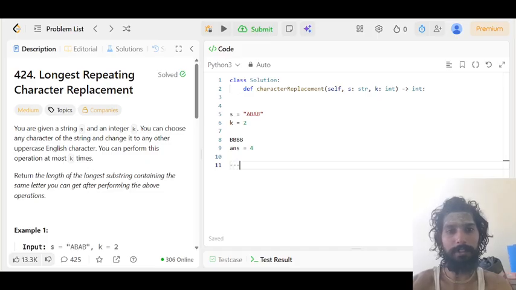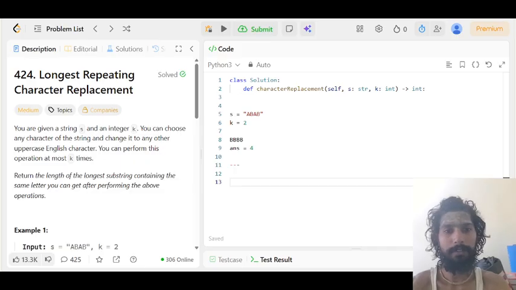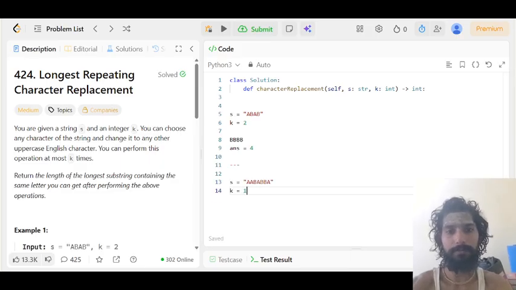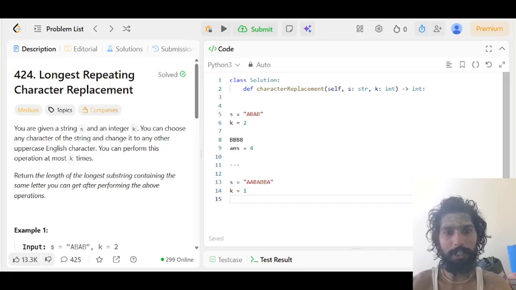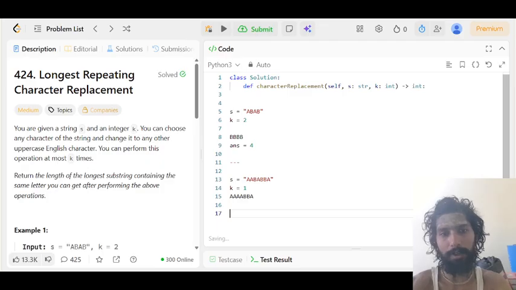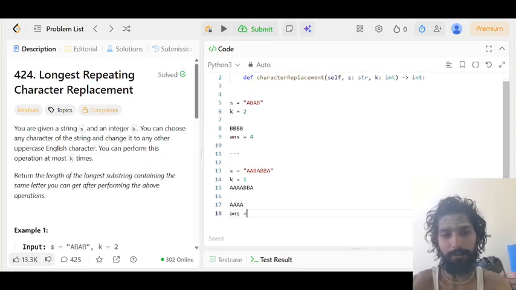Now let's take another example. Our s equals this and k is equal to 1. So if we transform the B into A, then we can get A B B A. So the substring with all characters identical will be A and the answer equals 4.